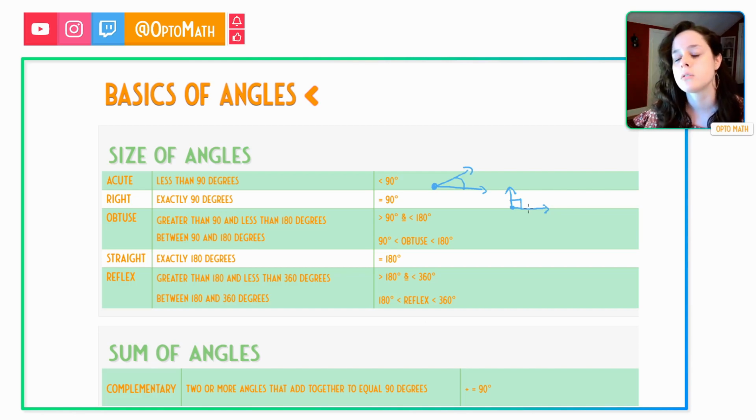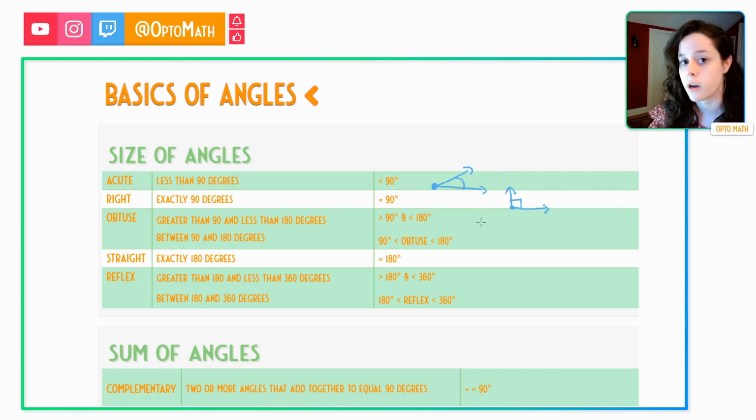Next we have obtuse. There's 2 different ways to say the size of the angle for obtuse, but they mean the same thing. One of them is greater than 90 and less than 180 degrees. So bigger than a corner, but not quite a straight line, which is 180 degrees. You can also say this is between 90 and 180 degrees. Means the same thing, 2 different ways of saying it. So whatever helps you remember, think about it that way.